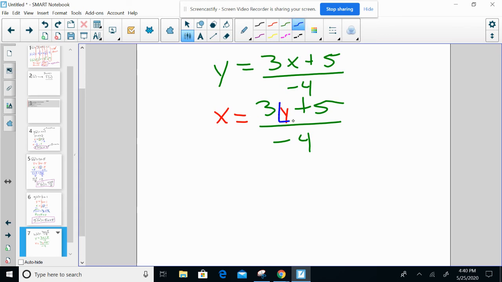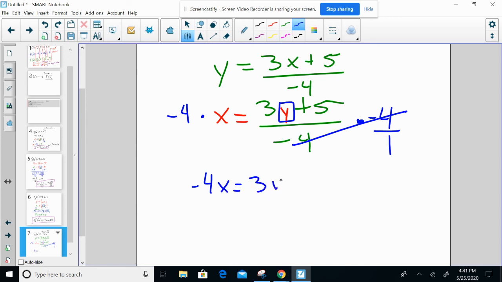We want to get this by itself. In order to do that, first we need to get rid of that -4 on the bottom. When I say to get rid of a fraction, you want to multiply by the denominator. You're going to multiply by -4 to both sides. That cancels it because this -4 is on top, right? It's on top. We can write it as over 1. If you have something on top and bottom, they cancel. So you got -4x equals 3y plus 5.